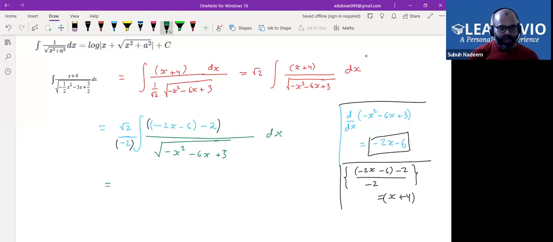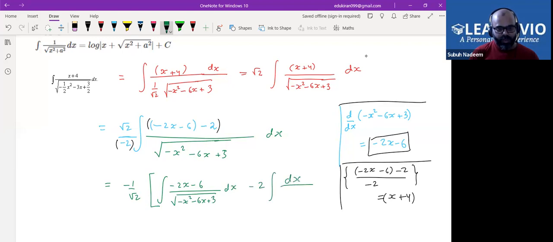Then we can write it as minus 1 by root 2. Root 2 by 2 is 1 by root 2, and this is minus 2x minus 6 upon root over minus x square minus 6x plus 3 dx, and then we have minus 2 dx by root over minus x square minus 6x plus 3. So first we write it like this. First write it down, then we'll proceed.